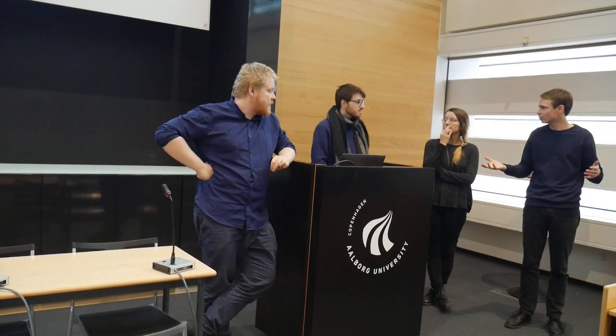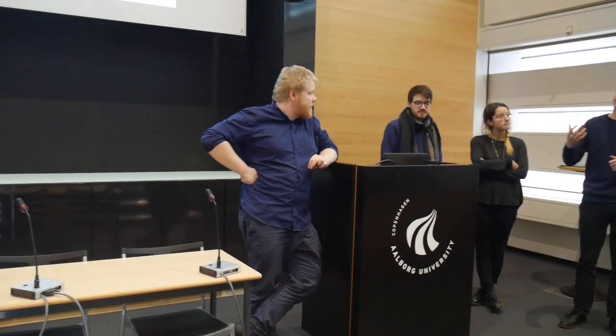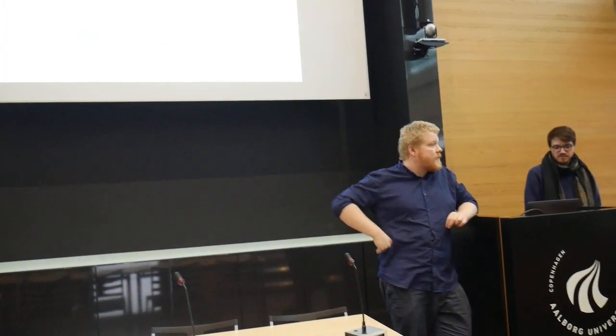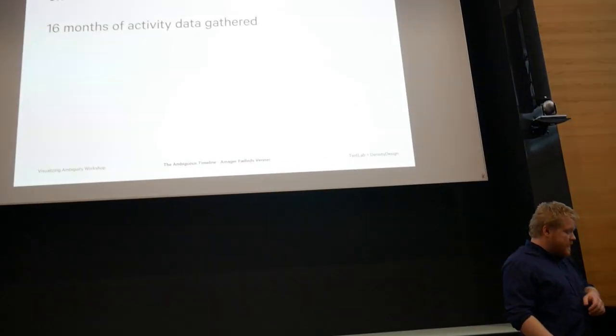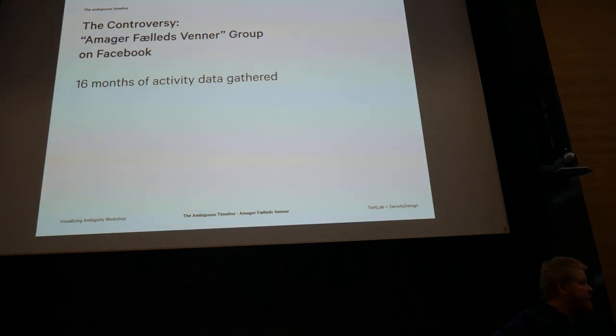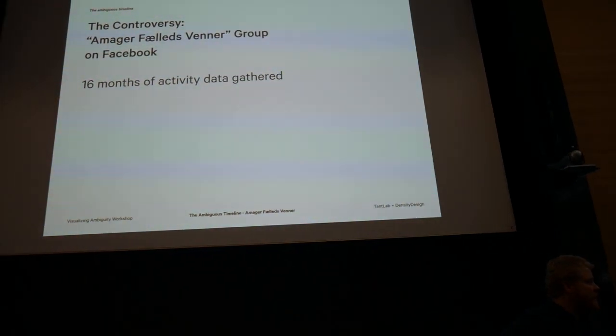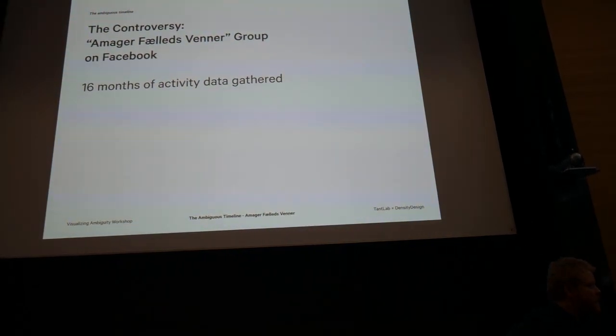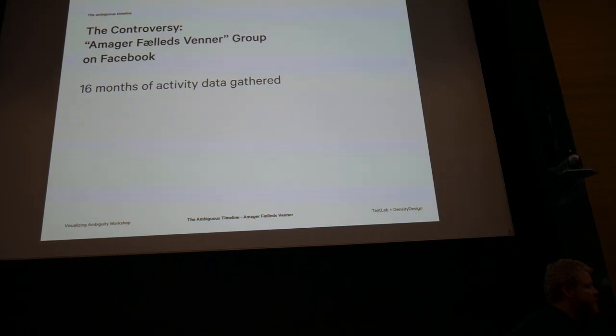So let us quickly give you an idea about what kind of data we worked on. What was sort of our frame. We made the most of the fact that Anders Munch has collected a lot of data from one single Facebook group called Amager Fælles Venner, the friends of an area on the Copenhagen island of Amager, which is an area currently potentially under development. And this group is about protecting it against being developed.